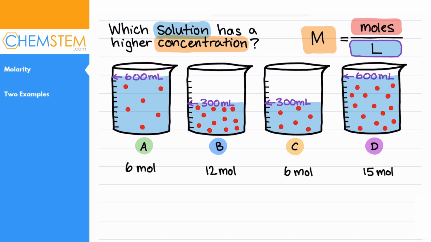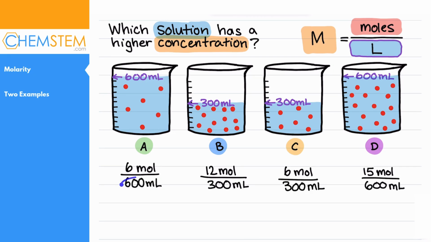The numerator for the equation for molarity is moles. So if you count them up, we have 6 moles, 12 moles, 6 moles, and 15 moles. And we also have the volume for each one, which will go into the denominator. But notice how our volumes are in milliliters. It's common to measure volume in milliliters, but when you're calculating molarity in chemistry, you need to convert your milliliters into liters, and we do that by dividing by 1,000.